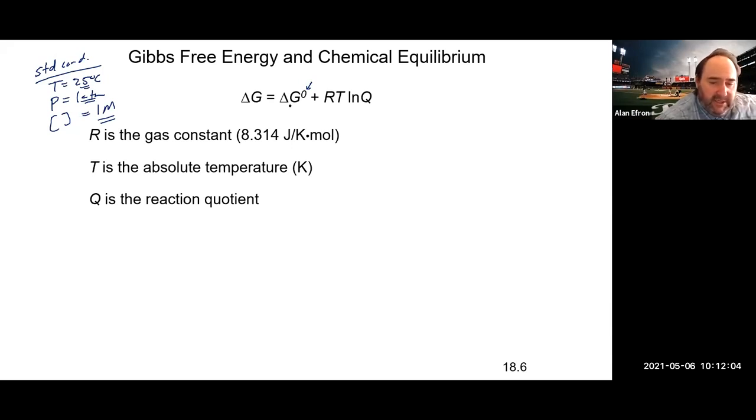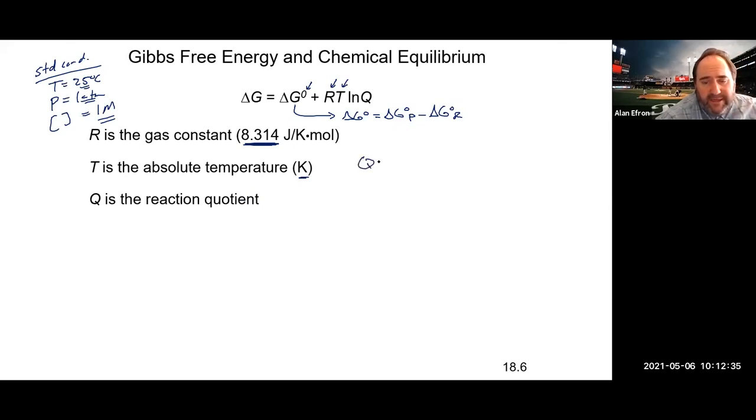So this delta G naught here would typically be calculated by going to that table and doing your delta G naught of your products minus your delta G naught of your reactants. So again, looking up the values, doing your products minus your reactants. R here is our gas constant, and it is the one that involves energy, so it's the 8.314 version. T is our temperature, which obviously has to be in Kelvin. And Q is our normal Q, which is the reaction quotient.